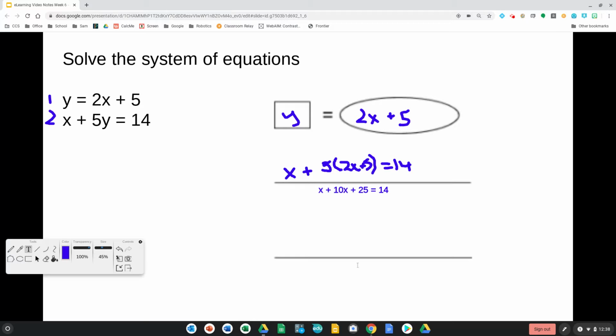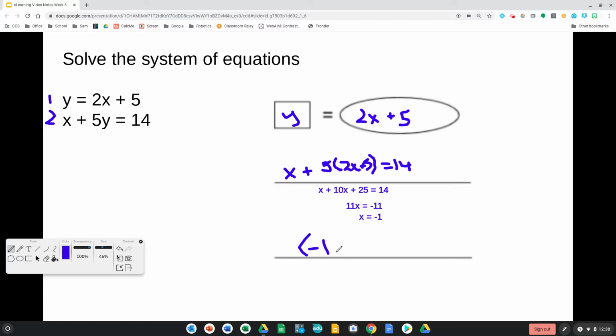And so then when you solve, you get negative 1. Let me see if I can try that again. We end up with 11x equals negative 11 once we've moved things around. And so then when we solve, we get x equals negative 1. So in our ordered pair, we know that the x is going to be negative 1. We still need to find out the y.